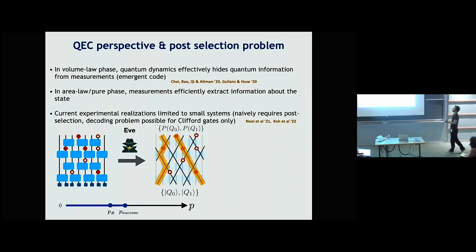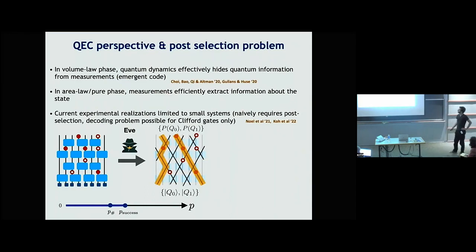So there are a lot of different perspectives on this transition. And again, we heard about this partly yesterday. But the one perspective that will be useful for me today is in terms of the amount of information that the observer is gaining from the measurements.